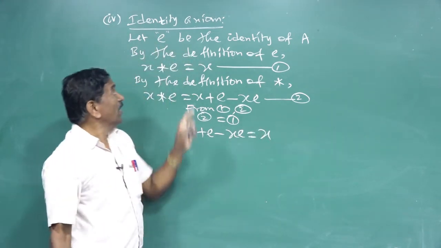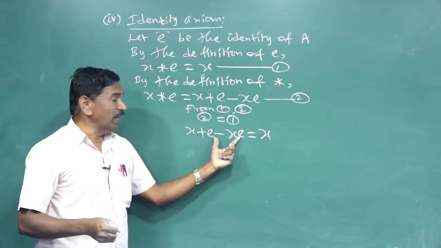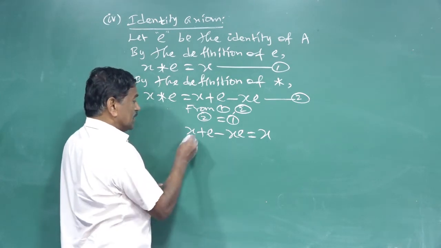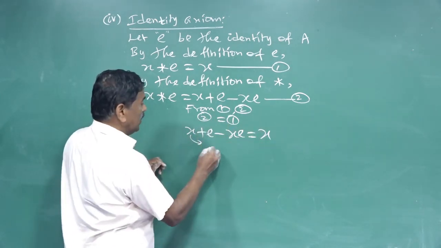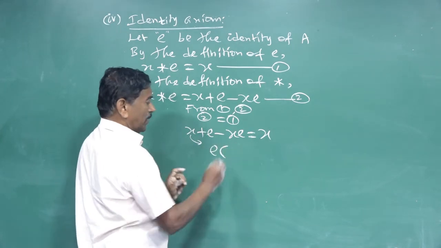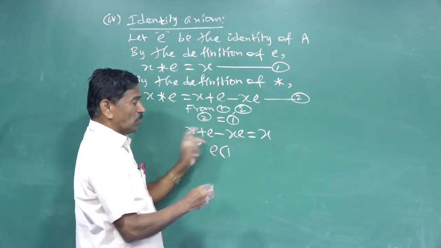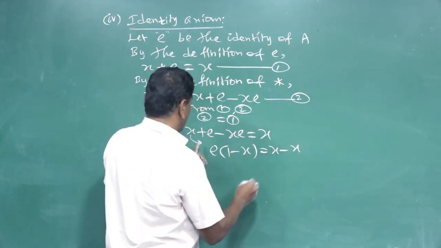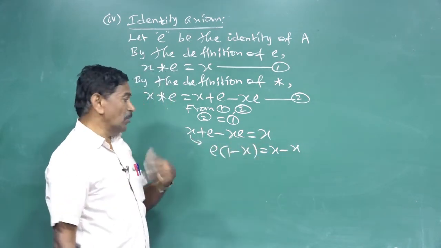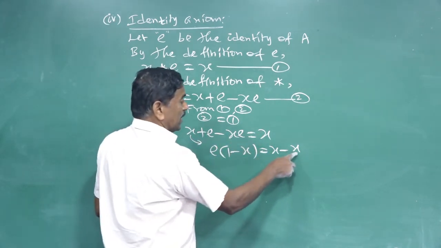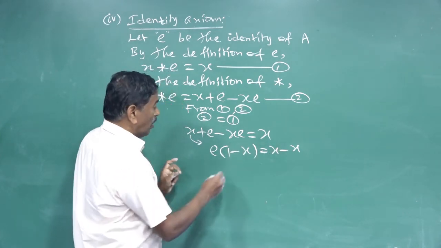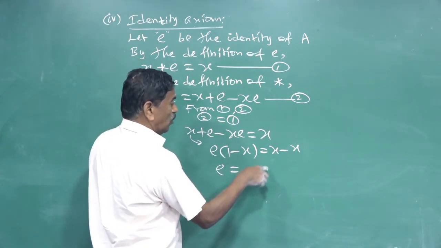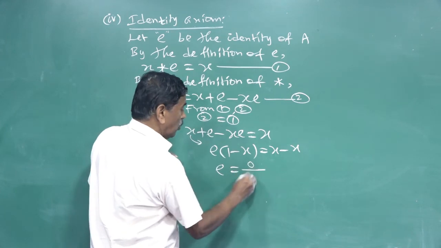Here identity is the topic. I want to find the identity E, so we keep the second term and the third term. This X goes to the right and becomes minus X. Now in the second and third terms, E is common. E common means what is remaining? 1. E into 1 equal to E. Next step: minus X, which is equal to X minus X, because X goes to the right as minus X. Minus X plus X cancel, which is 0. So E is equal to 0 by 1 minus X.